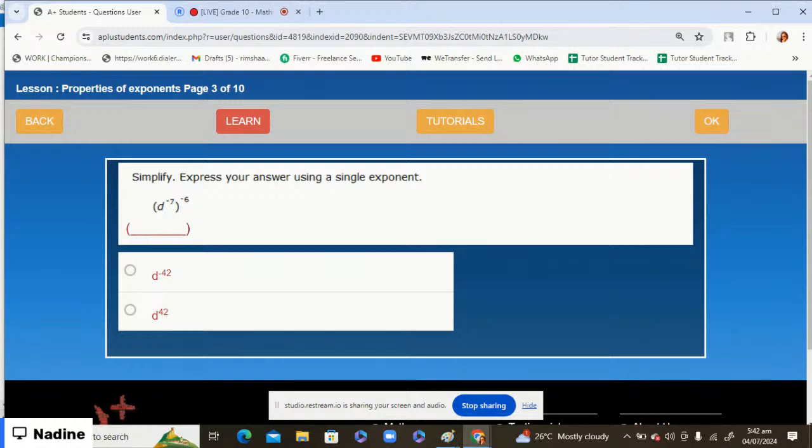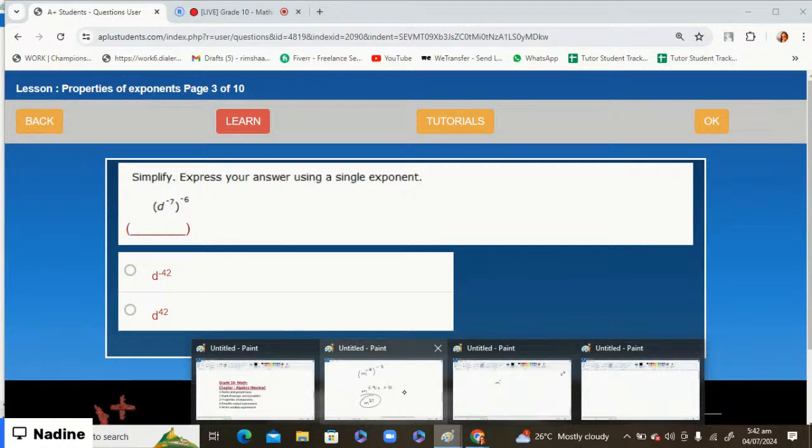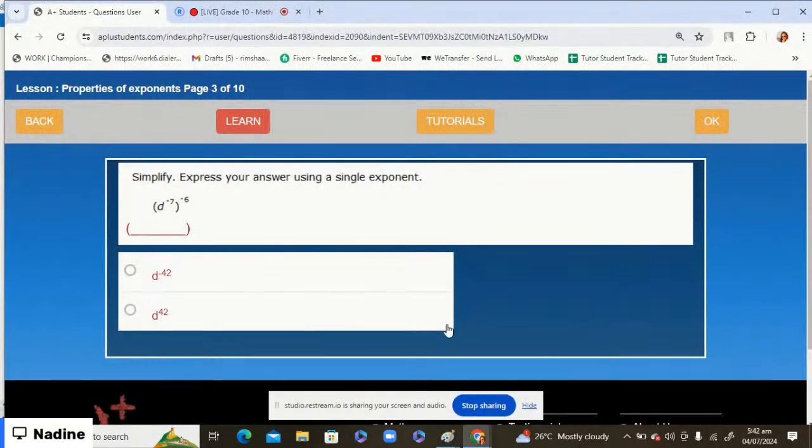Express your answer using a single exponent: d power minus 7, power minus 6. Now, how can we solve it? Just simply multiply with each other. 7 times 6 is 42. There are two negative signs, and negative negative becomes positive. So d power plus 42.